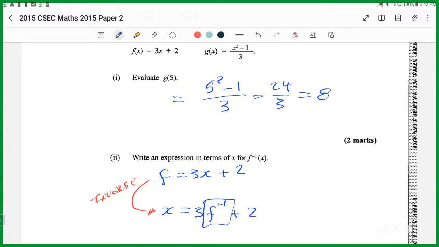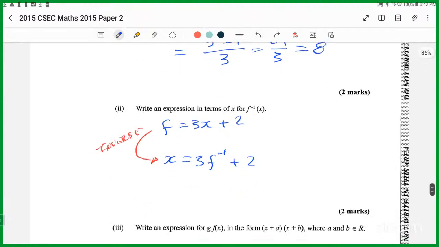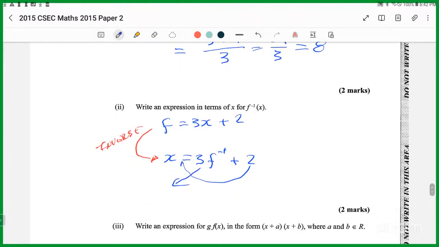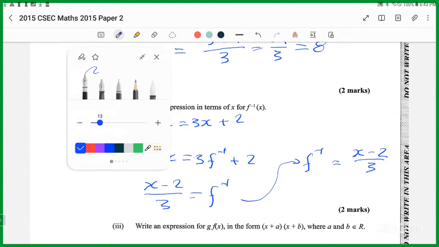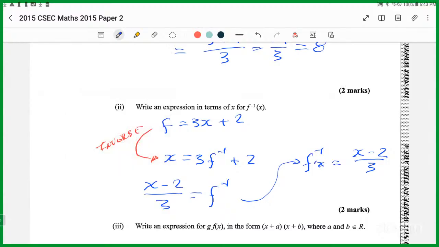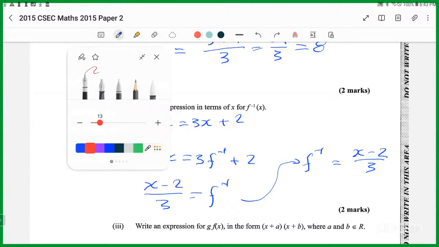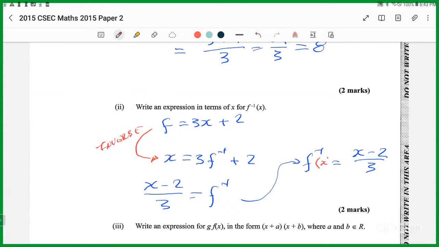You want to make this the subject now. Easy. Take over the 2, subtract it, and then divide under the 3. So taking over the 2 first, you get x minus 2, and then divide by 3 under here. That leaves f to the minus 1 as the subject. It means that f to the minus 1 is x minus 2 over 3, and you're putting back the of x now. That's the answer right there, f to the minus 1.